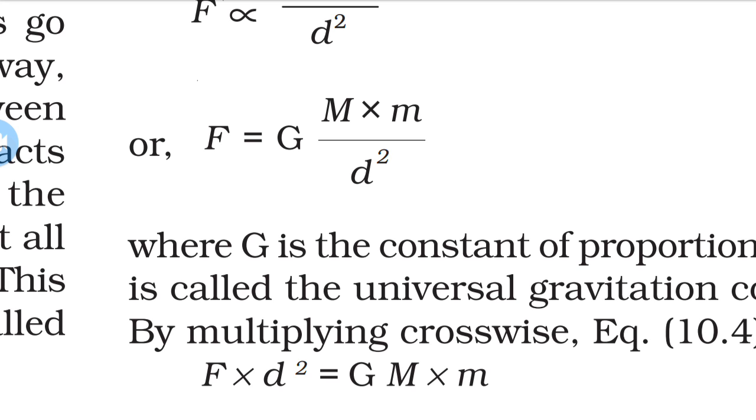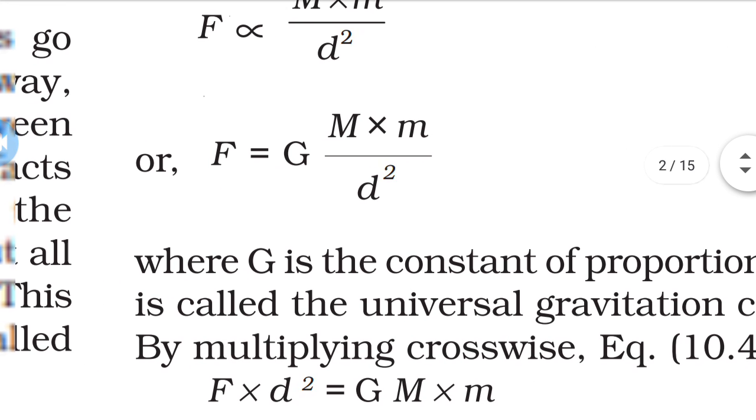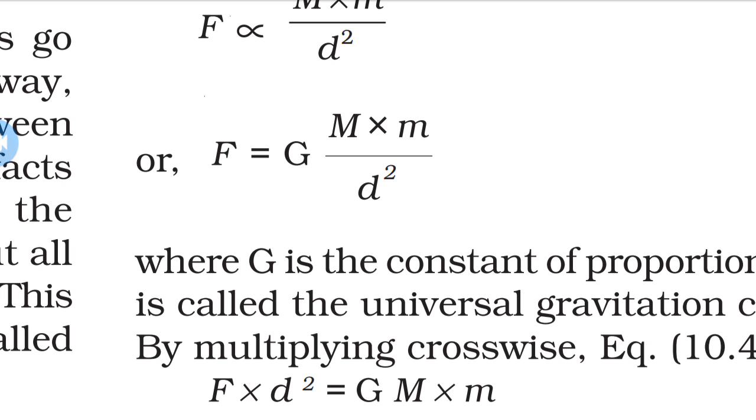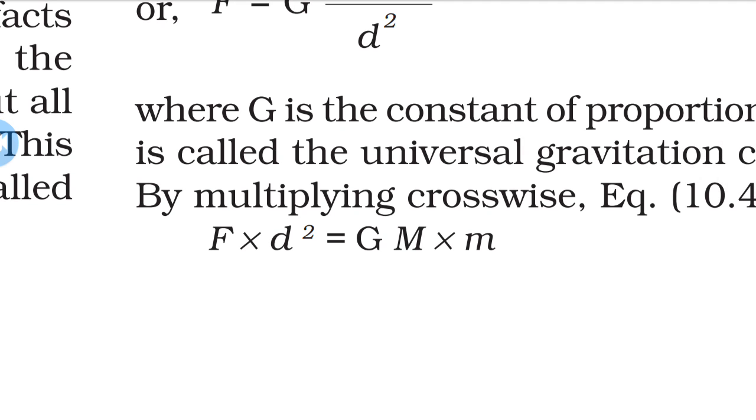Now cross multiply in this equation 10.4. Observe, cross multiplying gives F multiplied by d square is equal to G multiplied by capital M multiplied by small m. Now we obtain capital G: capital M small m comes downward, so F d square upon capital M multiplied by small m is equal to G. Understood? So F multiplied by d square divided by M multiplied by m is equal to capital G. From this equation we will obtain the SI unit.